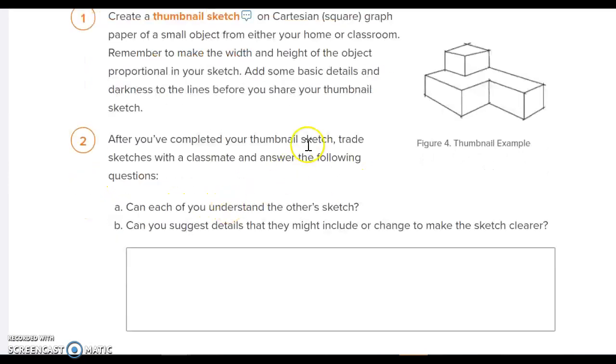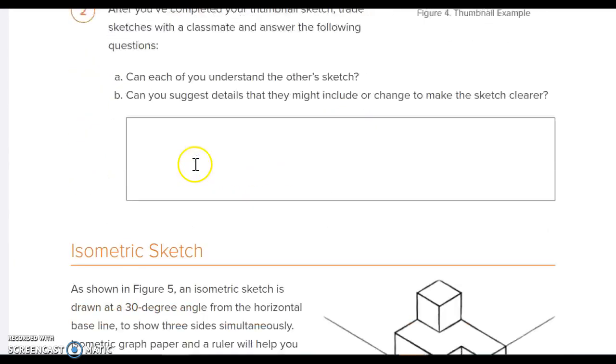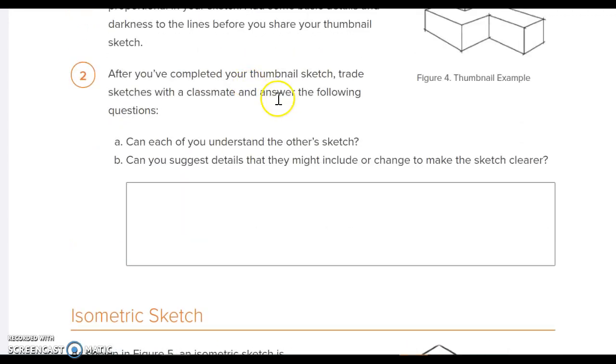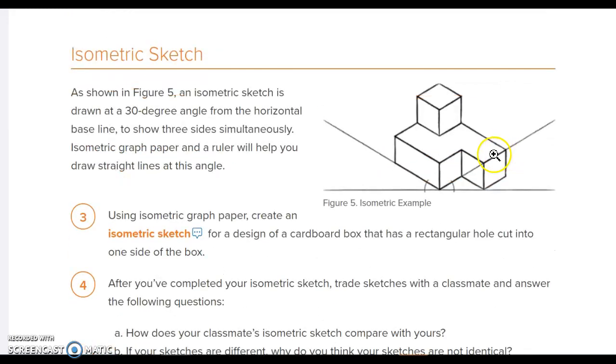After you've completed your thumbnail sketch, trade sketches with a classmate and answer the following questions. Can each of you understand the other's sketch? Can you suggest details that they might include or changes to make the sketch clearer?